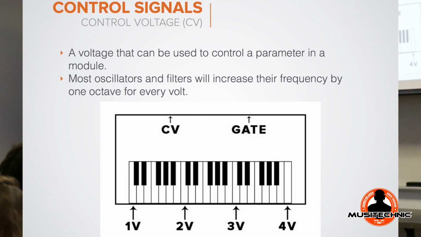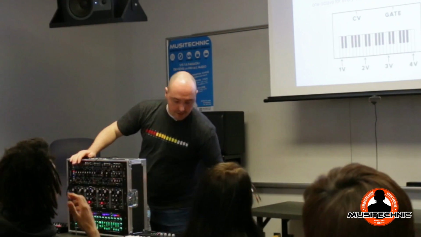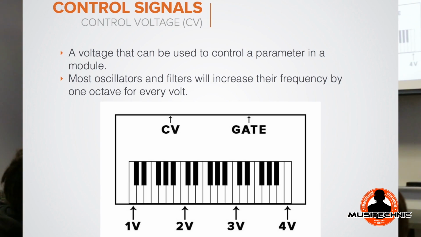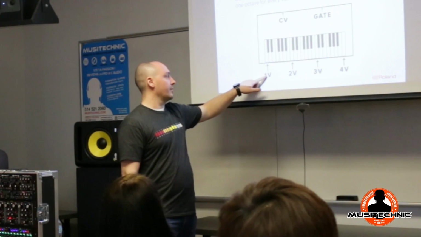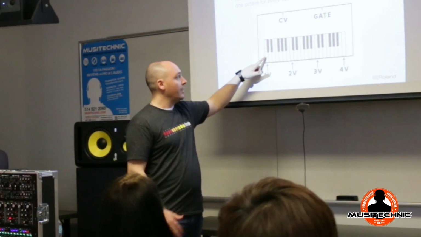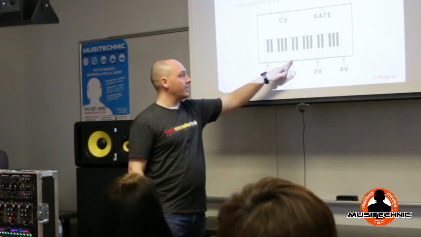So, as you were asking about the keyboard controlling it, I mentioned there are different control signals. The first one I'm going to talk about is control voltage, usually shortened to CV. On the keyboard, it's going to send out a voltage. If I press this lowest C down here, it's going to send out 1 volt, for example. And then 1 octave up, it'll send out 2 volts. It goes up 1 volt per octave on the keyboard.